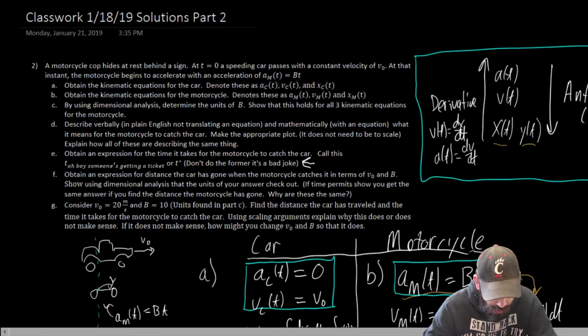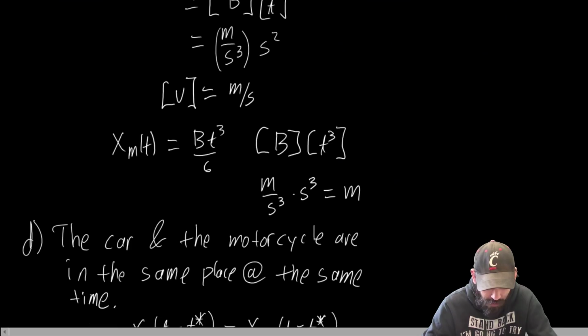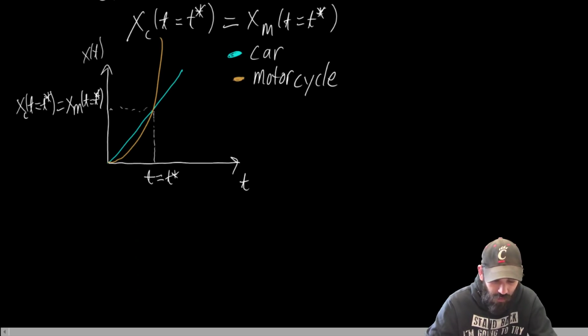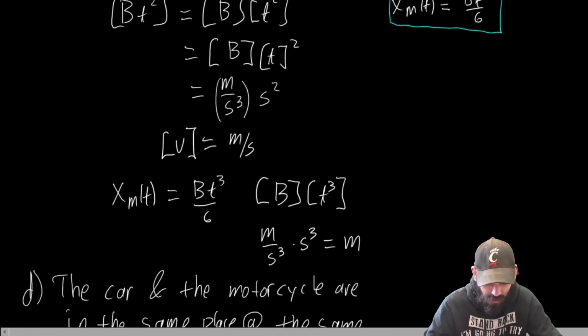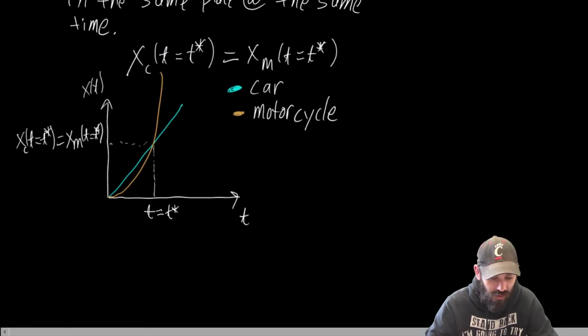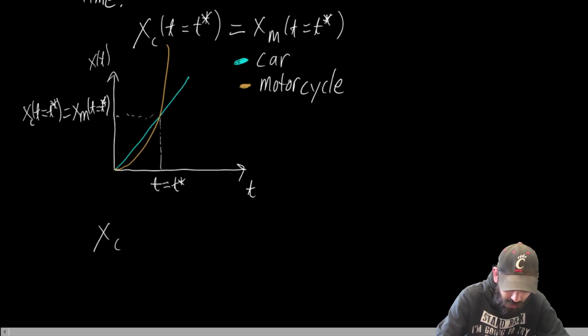Okay, so the next part, we need to obtain an expression for the distance the car has gone when the motorcycle catches it in terms of v0 and b, and show using dimensional analysis that the units of our answer check out. Okay, so what we want to do is find the time, actually. We need to find the time first, and then we can plug it into that equation. So there's really a step that I left out here. But okay, so what we want to do is say that for the car, we want to evaluate at t equal to t star, and we're going to say this is equal to the same thing for the motorcycle.